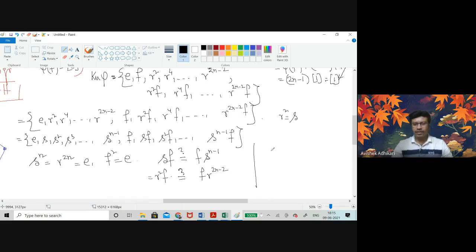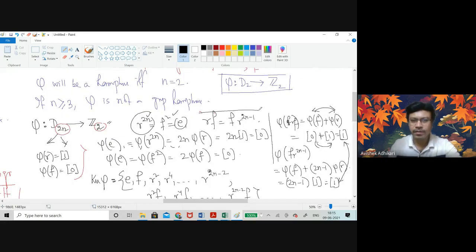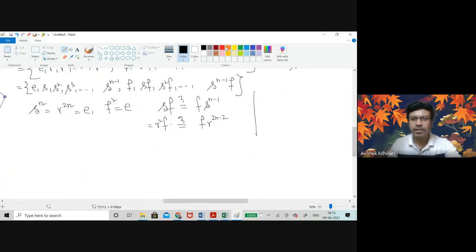What is given? In the given condition, Rf was equal to this, right? So my Rf is given as f r to the power 2n minus 1. Now multiply both sides from the left by r, then r square f equals Rf into r to the power 2n minus 1. You can put the value of Rf here. So this is f r to the power 2n minus 1 into r to the power 2n minus 1.